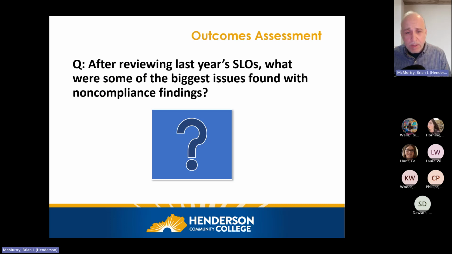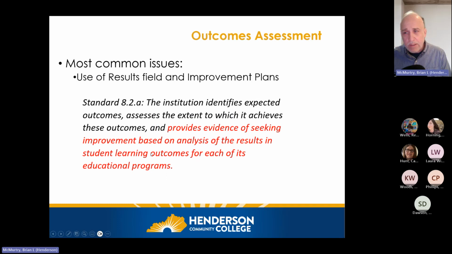So typically I do some spot reviews of our SLOs, and I wanted to share with you some of the biggest issues that I found with our non-compliant ones. The biggest thing that I find is that we're lacking in the information that we put in the use of results field and in the improvement plan field. Those map directly to the red text that we see on this slide. That's the standard that I just read to you, that we're not providing evidence of seeking improvement based on analysis of the results for each of our educational programs.